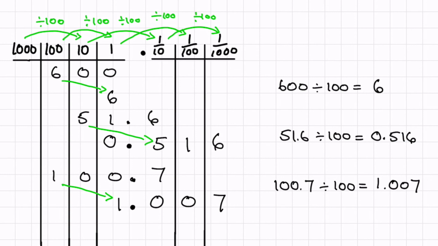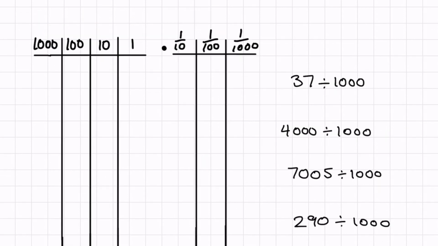Anyway, let's look at dividing by 1,000. When we are dividing by 10, the digits are moving 1 column to the right. When we divide by 100, the digits are moving 2 columns to the right. If we divide by 1,000, the digits move 3 columns to the right. And let's have a look. I'm looking at the columns now, 1,000 divided by 1,000 is equal to 1. 100 divided by 1,000 is equal to a tenth.